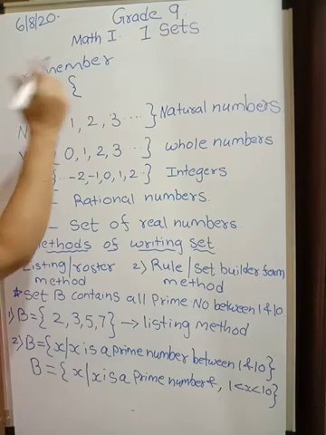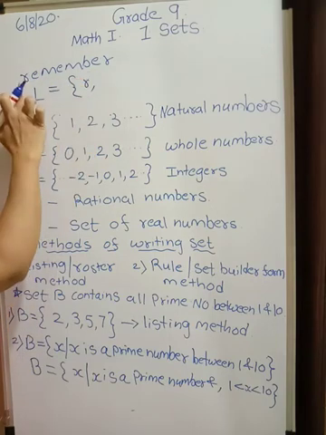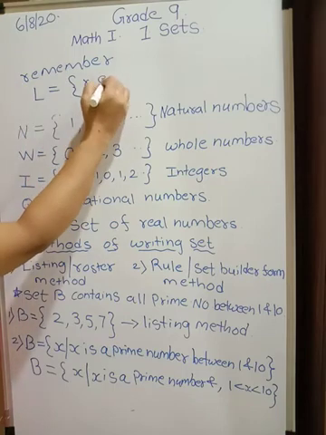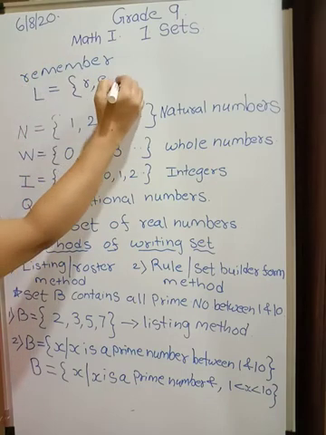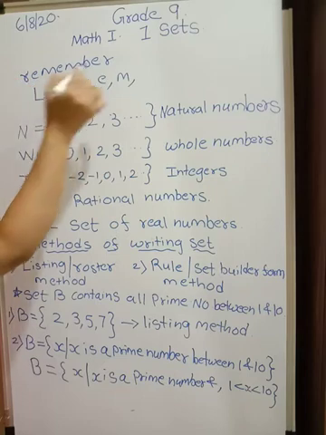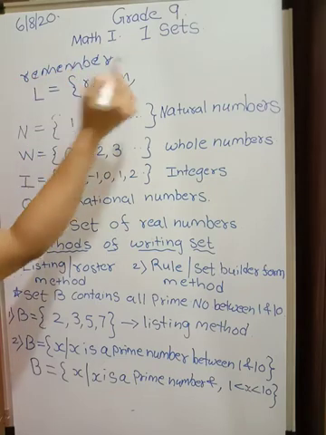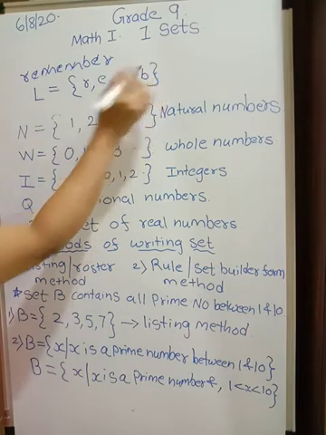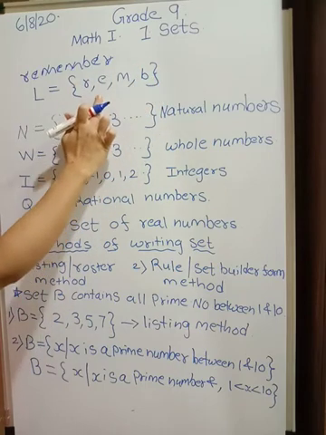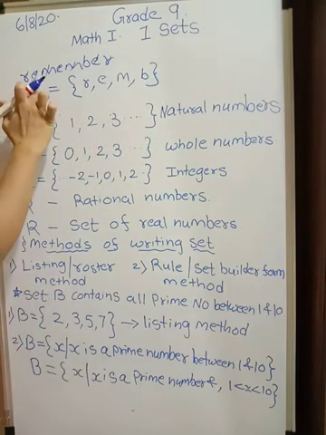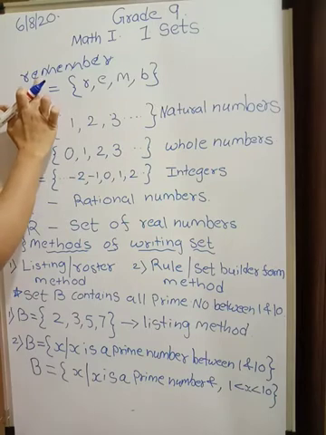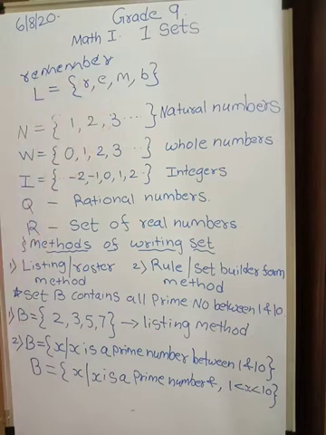So which are the letters? R. R is one letter. Which is another letter? E. E is another letter. Then M. So I have written R, I have written E, I have written M and now D. That means while writing the set in the listing form, even though elements are repeating, we write the element only once.